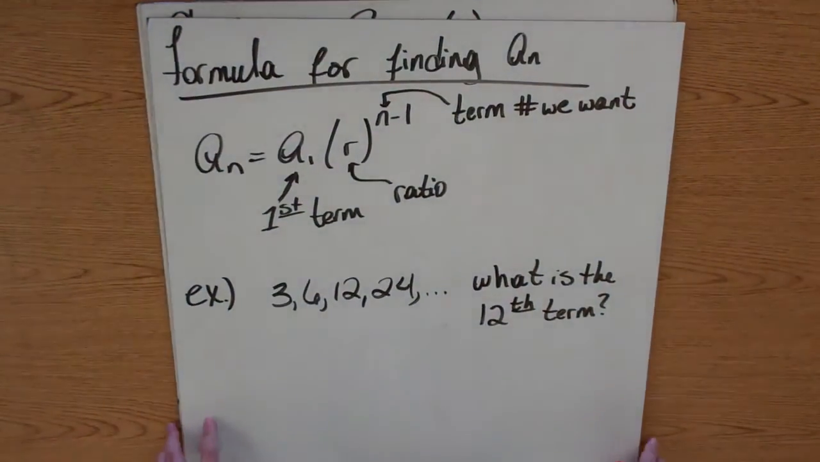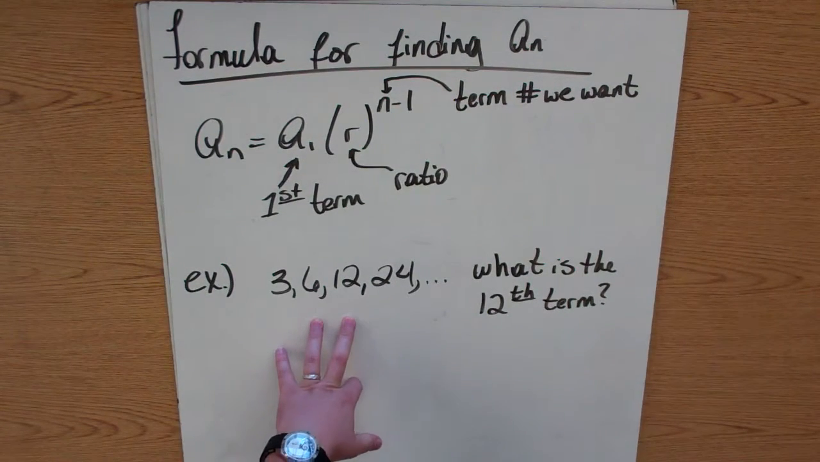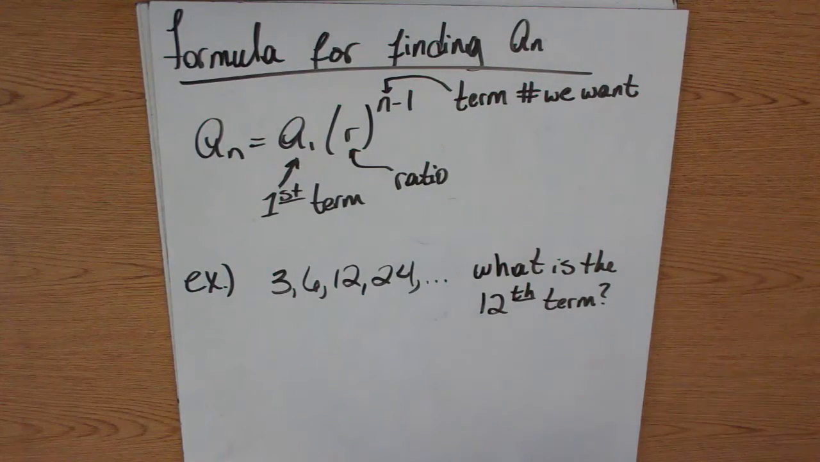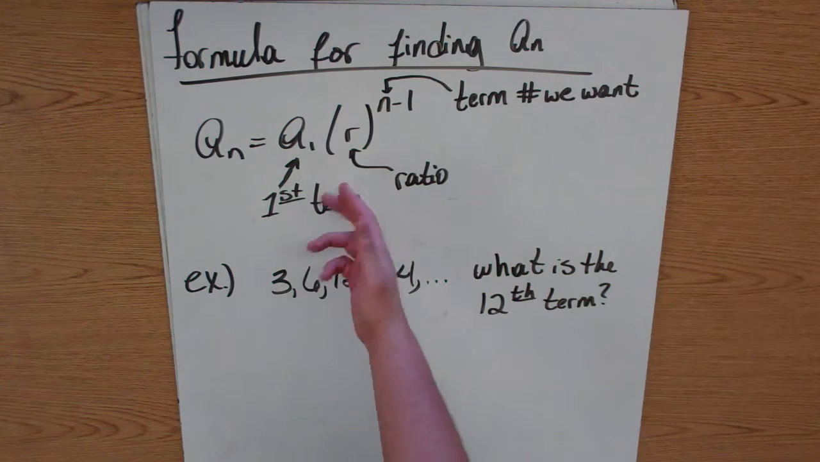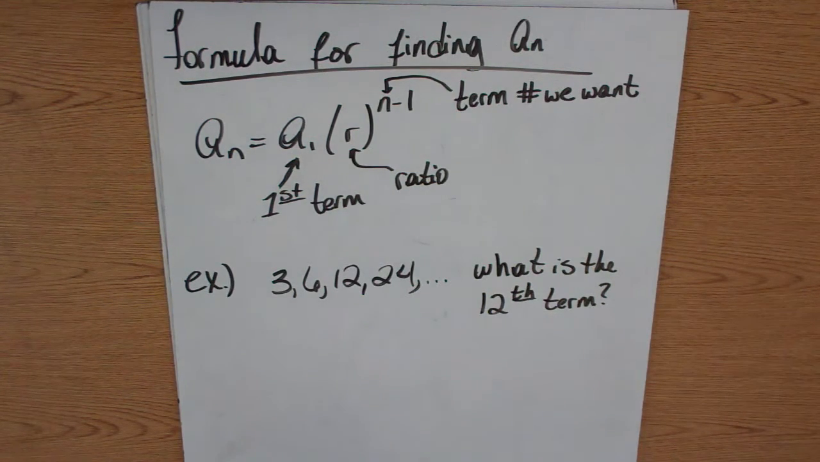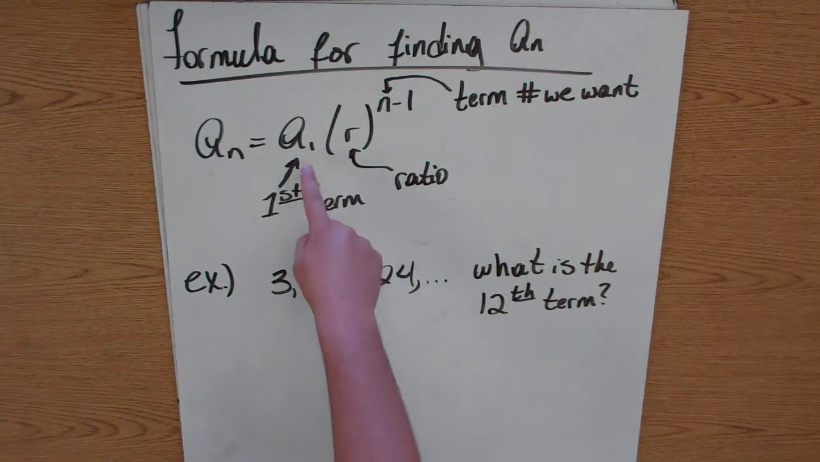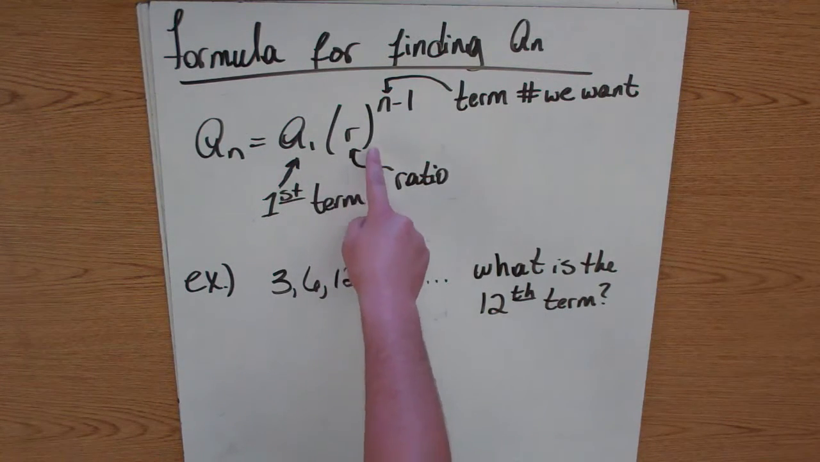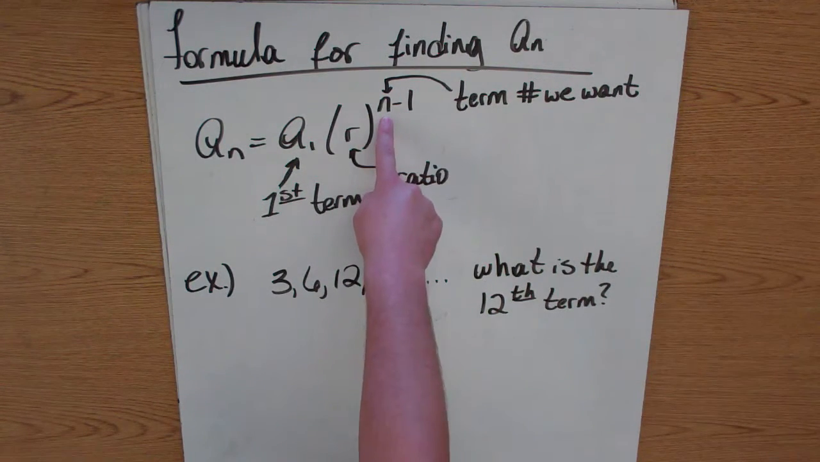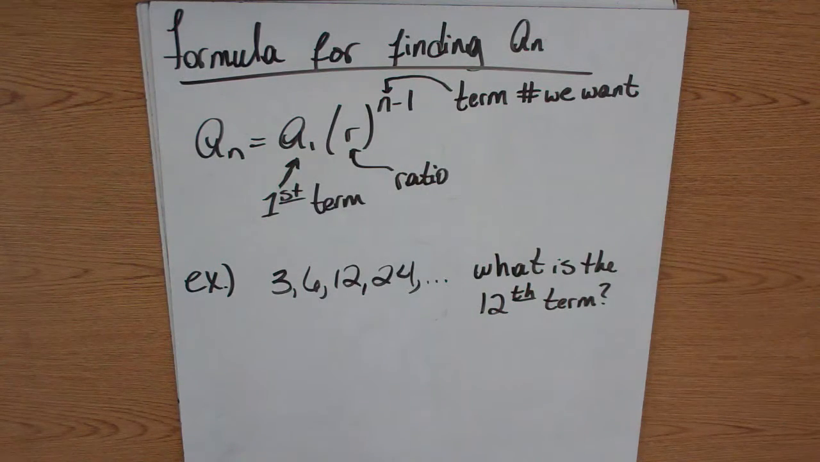Now let's say we have a geometric sequence and we want to find the 12th term. Here's your formula. a sub n is the term you're looking for. You're going to take your first term times your ratio raised to the number of the term you're looking for minus 1.